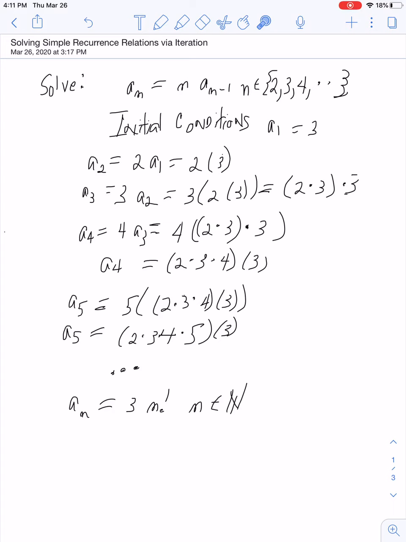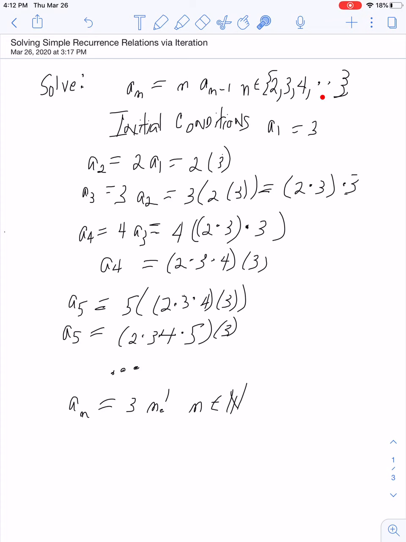And then I look back at all my other terms. A sub 4, that's 3 times 4 factorial when you look up here. A sub 3 is 3 times 3 factorial. A sub 2, well, that could be thought of as 3 times 2 factorial. After I look at that for a while, I decide that my general formula for a sub n is 3 times n factorial.